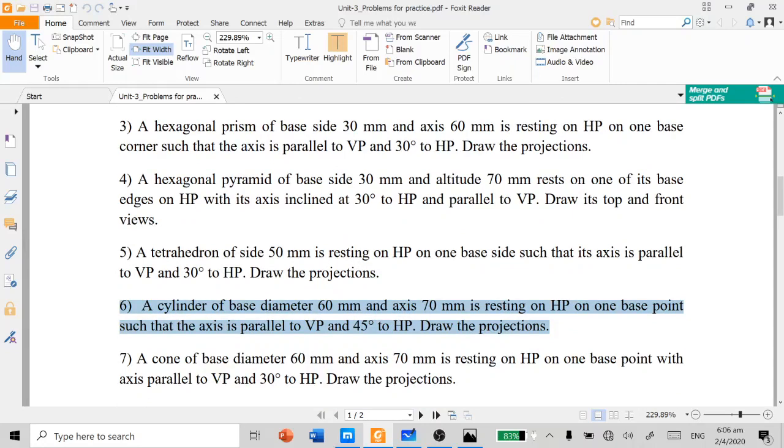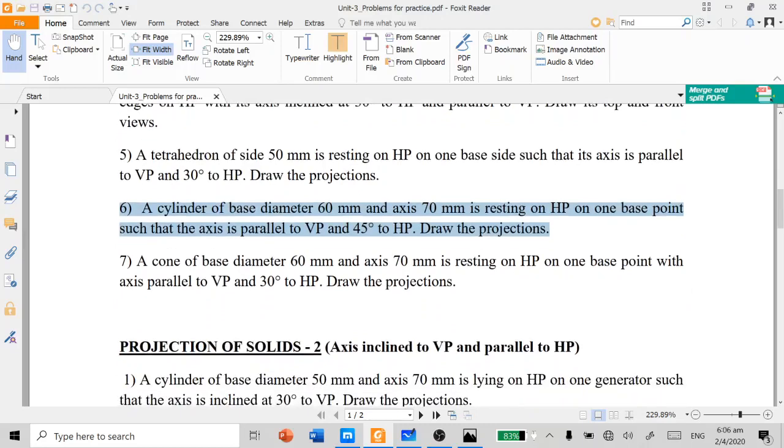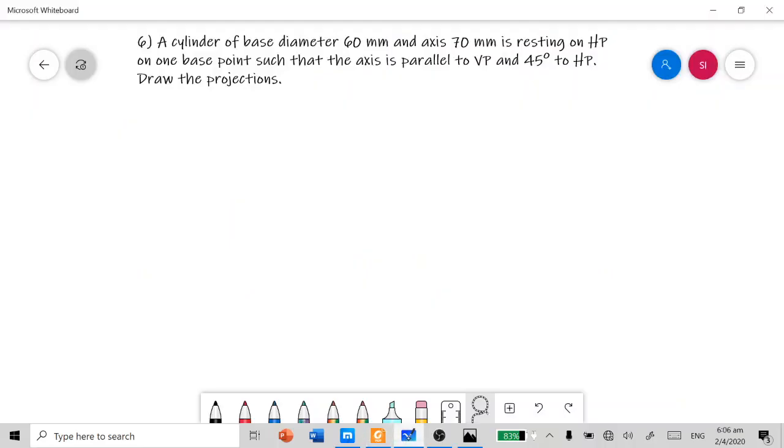The problem is: a cylinder of base diameter 60 mm and axis 70 mm is resting on HP on one base point such that the axis is parallel to VP and 45 degree to HP. You have to draw the projections of the solid, and here we are ready to solve the problem.